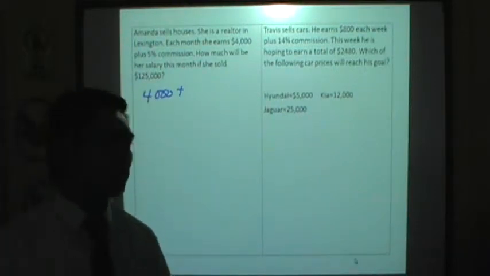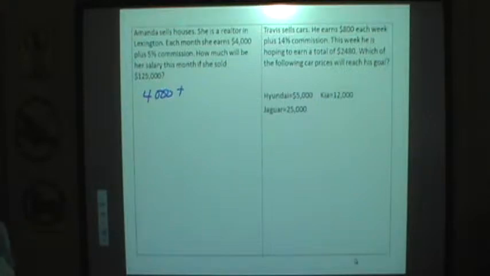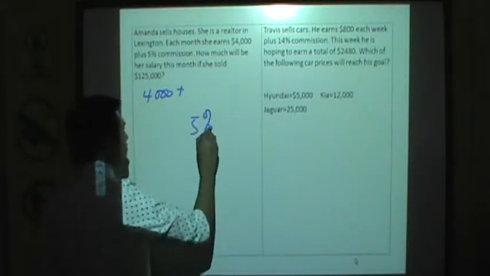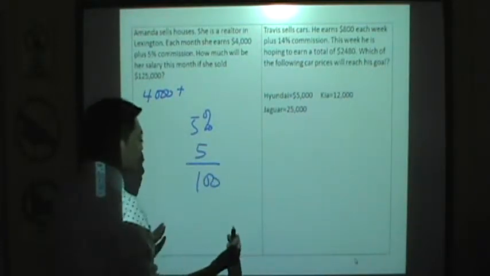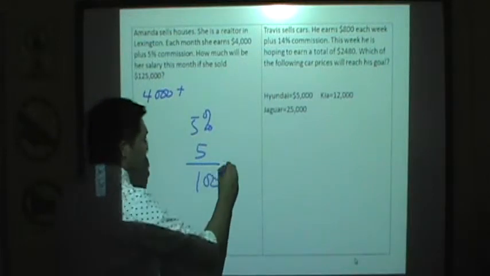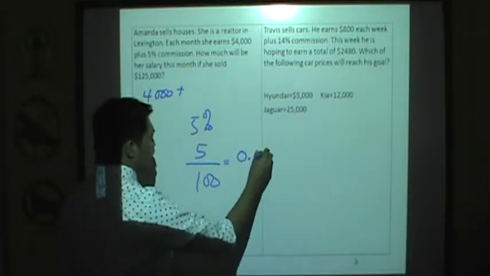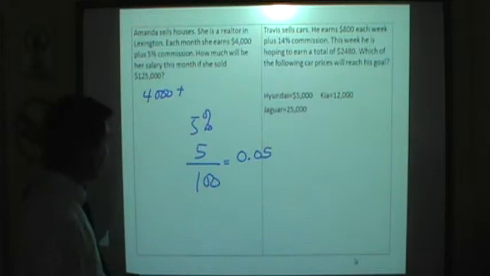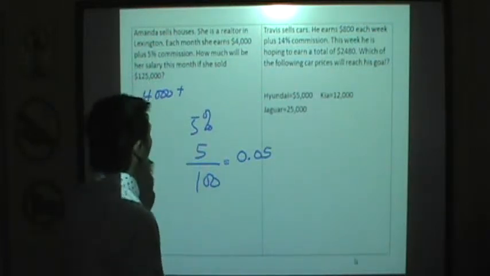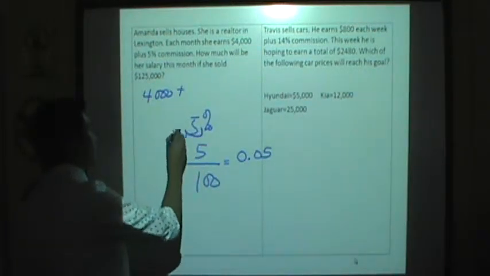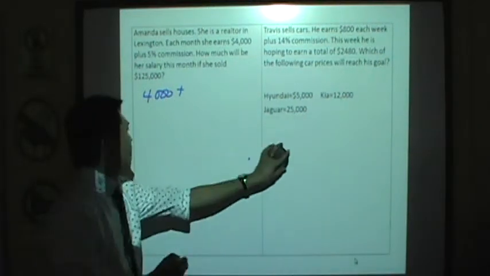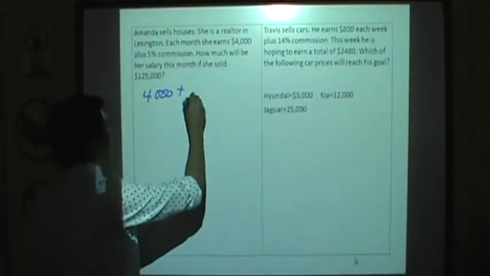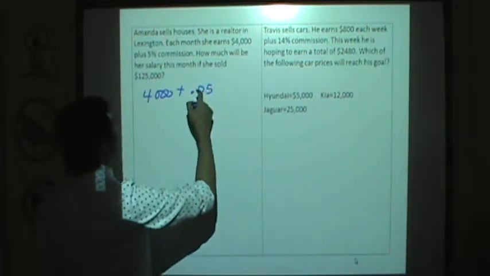Now, 5% in decimal will be 5 per 100. Using your calculator, 5 over 100 should be equal to 0.05. Okay? So, we just moved the decimal point 2 places to the left. So that's why you have 0.05, which is the decimal value of 5%.